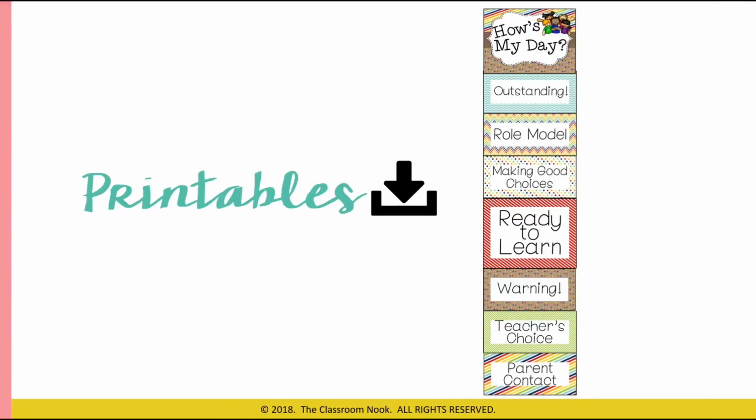Make sure you get and download the behavior chart that's included in your classroom management toolkit that you see right here. Print it out, cut it out, and then laminate for durability and display it somewhere in your classroom. And again, you'll need a clothespin for each student in your classroom to write their name on it.